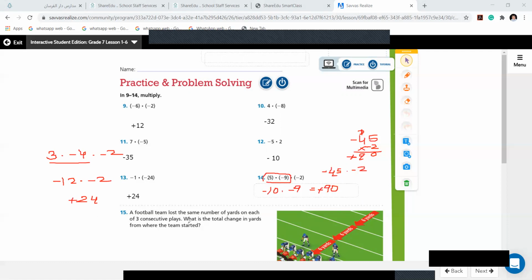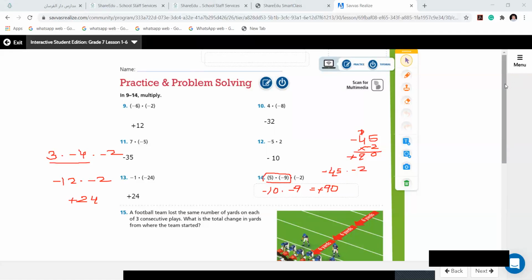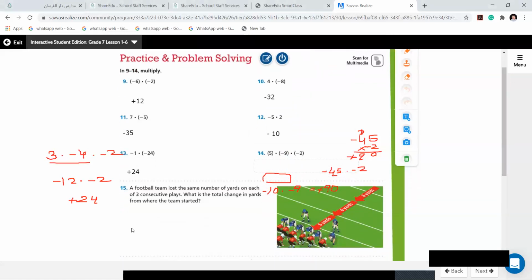A football team lost the same number of yards on each of 3 consecutive plays. In each of 3 consecutive plays means when they were playing 3 times, they lost. And how many yards are there? They have shown here in the picture. How many yards, girls? 6 yards. They played 3 times here.